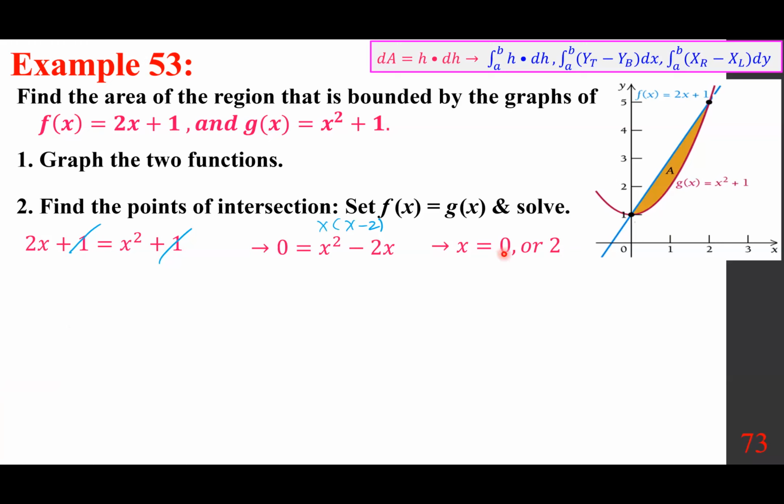If x is 0, plug it back into this one or this one to find the y. In either one, and actually you plug it into both to make sure they're identical. So this point has coordinates 0, 1, and this point has coordinates 2, 5. If you plug in 2 here, you get 5. If you plug in 2 here, it's 5. So find the two pairs. Needless to say, you don't need both of them. You either need x or y, depending on whether you sweep it along the x or y axis.